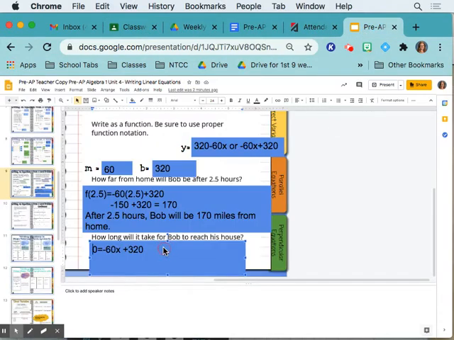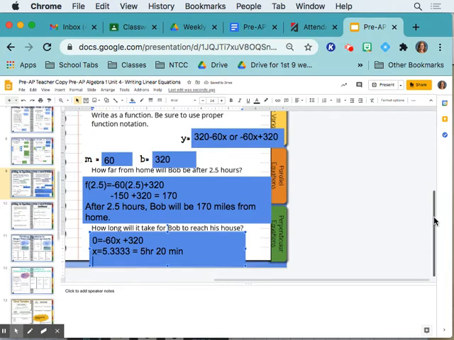So we would say x equals 5.3 repeating, which is 5 hours, 20 minutes. Then we need to write it as a sentence. It will take Bob 5 hours and 20 minutes to get home.